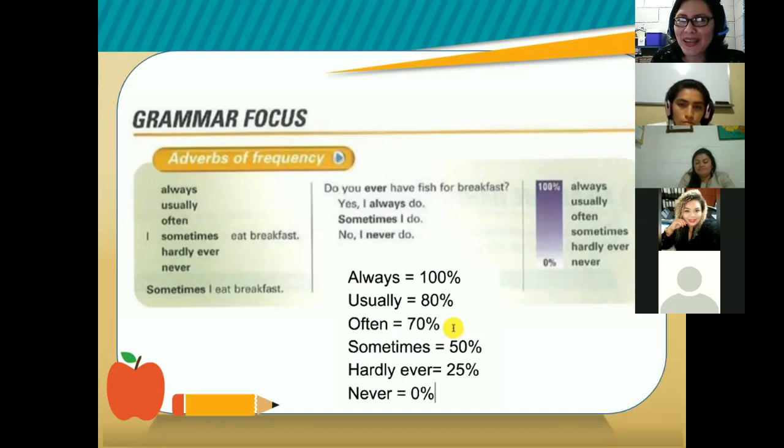Un brunch, B-R-U-N-C-H. Un brunch es juntar el desayuno con el almuerzo, right? It's a brunch. But in my case, I always do it.